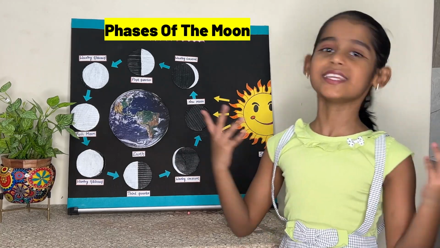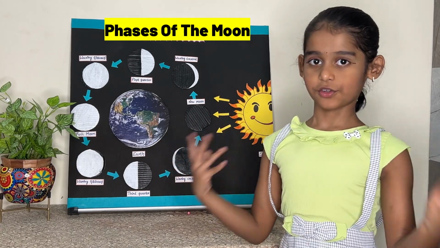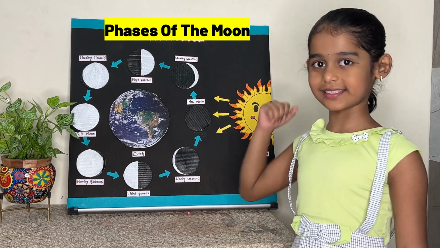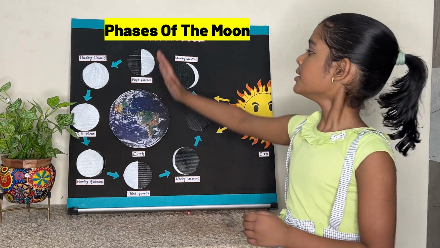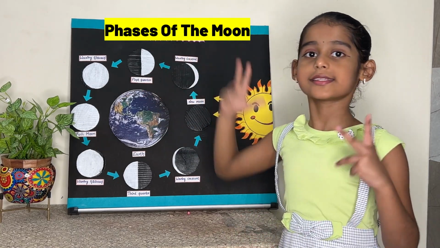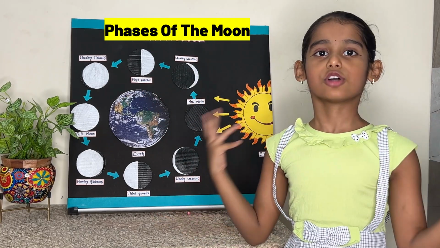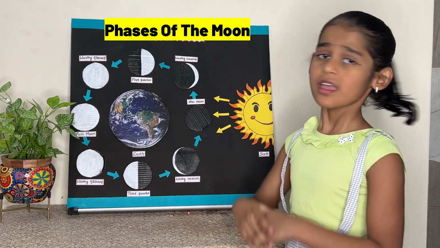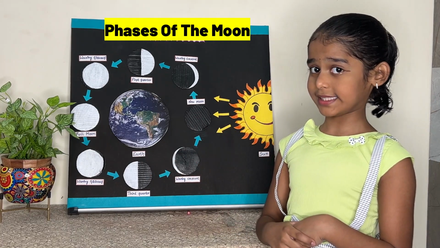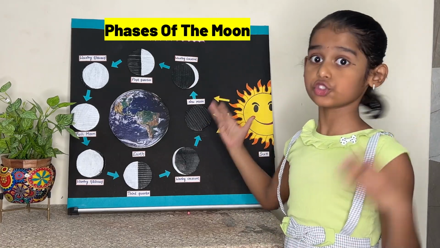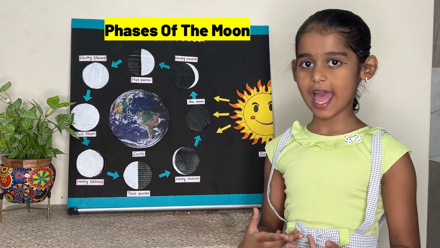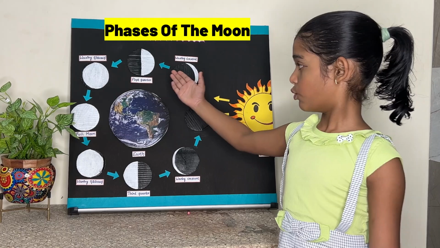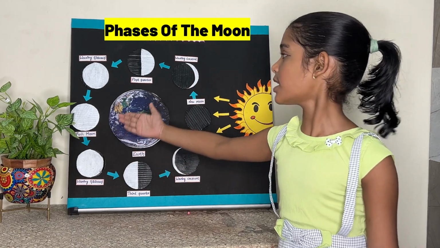The moon does not have its own heat and light. It reflects the light from the sun. The half side of the moon that is turned towards the sun is always lit up. On different nights, we see different parts of the moon shining. This happens because the moon rotates around the earth.